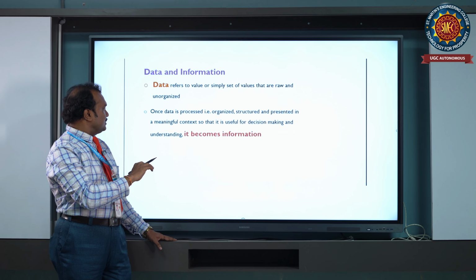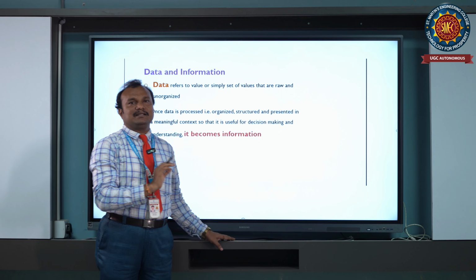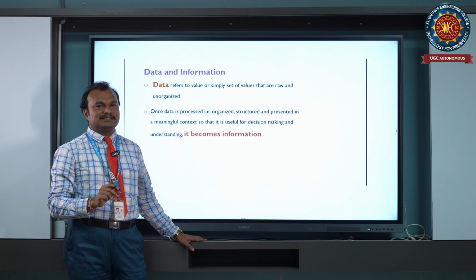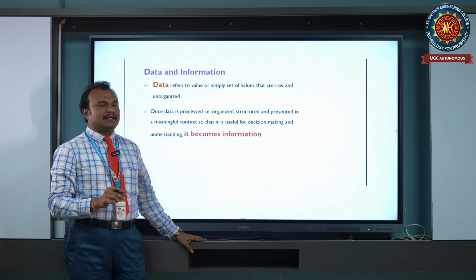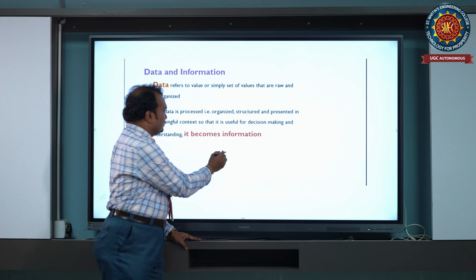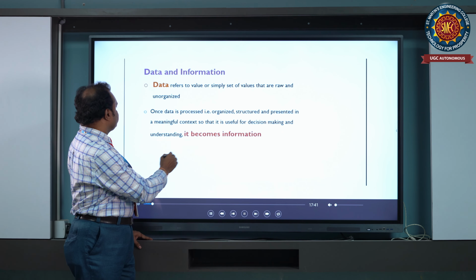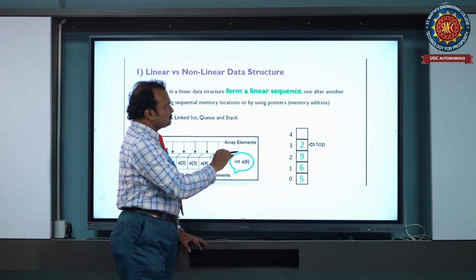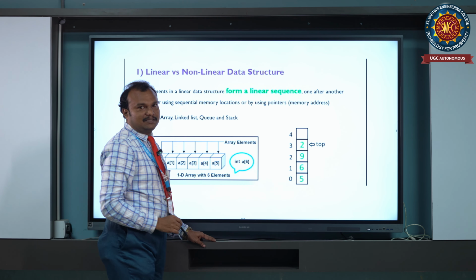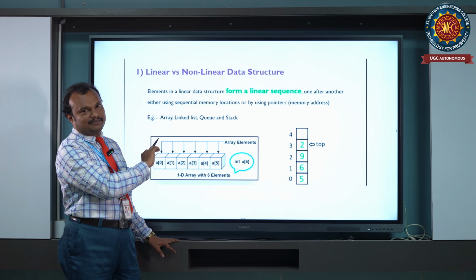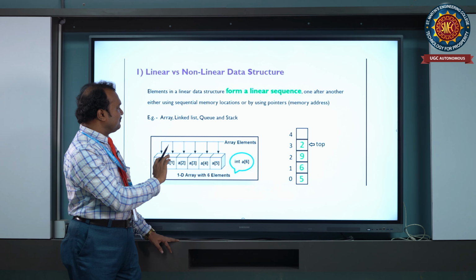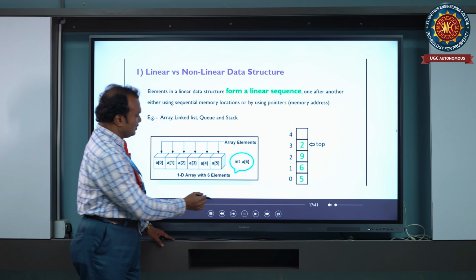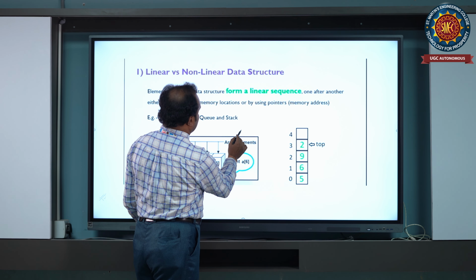So what exactly is the data structure definition? The data structure is a specialized format for storing, organizing, processing and retrieving data. Now coming to linear data structures, they form a linear sequence, whereas a non-linear data structure does not form a linear sequence. So implementation of linear structures is very easy, whereas implementation of non-linear data structures is very complex.